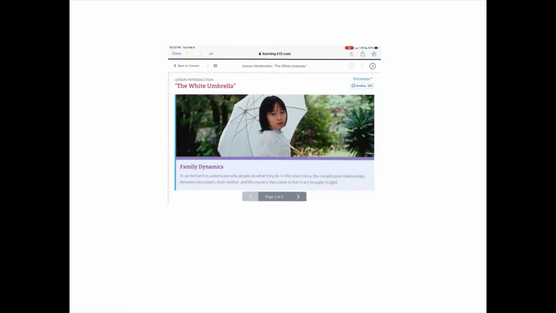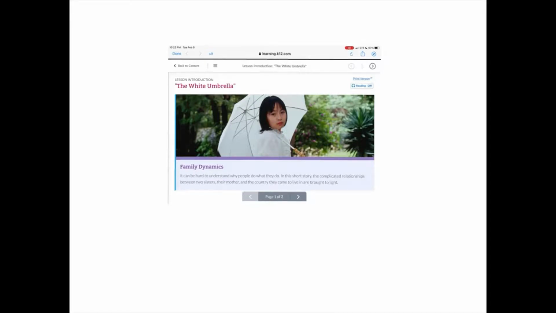In lesson 1.10, you'll be reading a short story called The White Umbrella, which is a short story that discusses family dynamics. It can be hard to understand why people do what they do, and this story examines complicated relationships between two sisters, their mother, and the country they came to live in and are brought to light in.